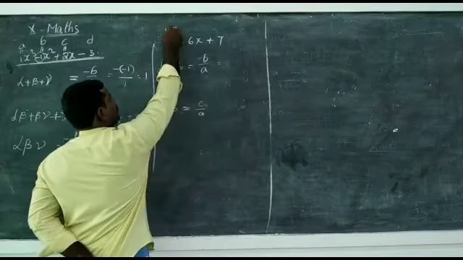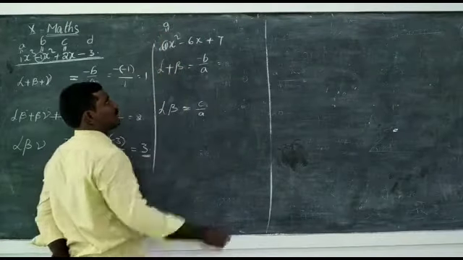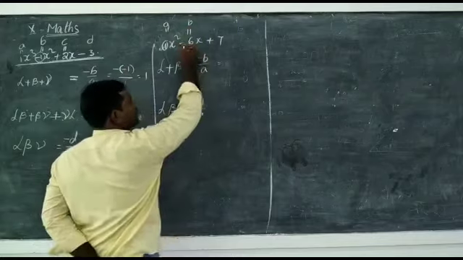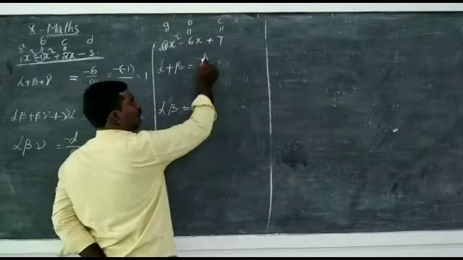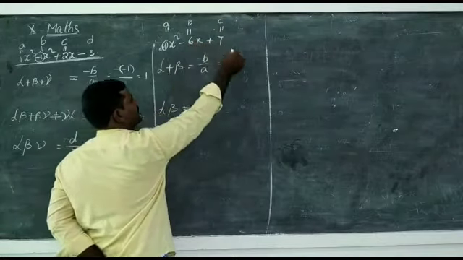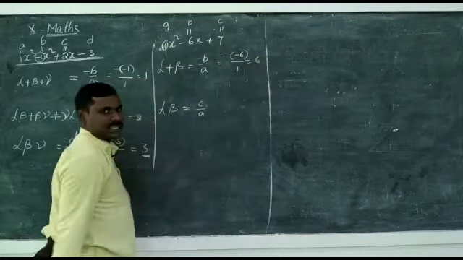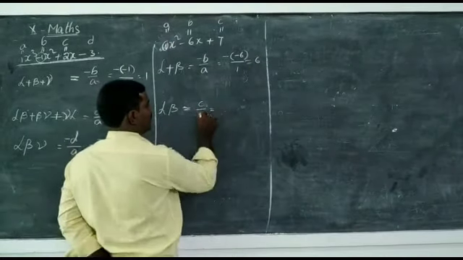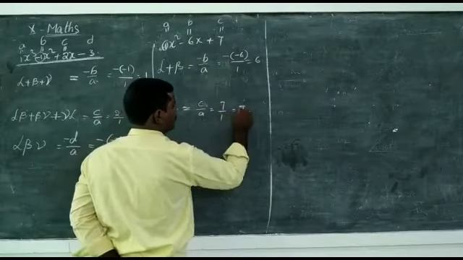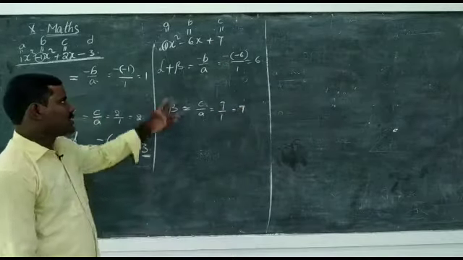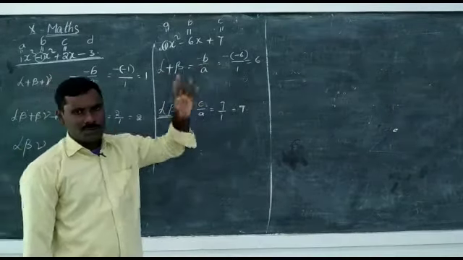Here a equal to coefficient of x square, 1, b is equal to coefficient of x, minus 6, c is equal to constant, 7. Now minus b, what is b? Minus 6 by a, a is 1. That means minus into minus, plus 6. Now c by a, it is alpha beta, 7 by 1, that is 7. This is about the sum of the zeros and product of the zeros, the relation between the zeros and coefficients.